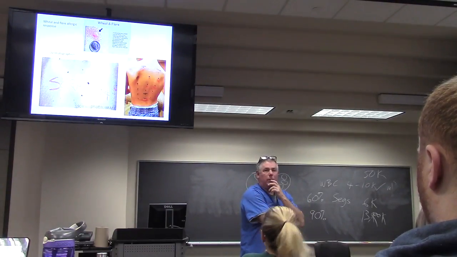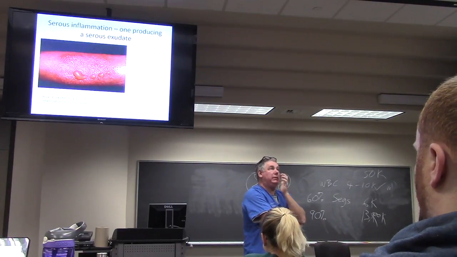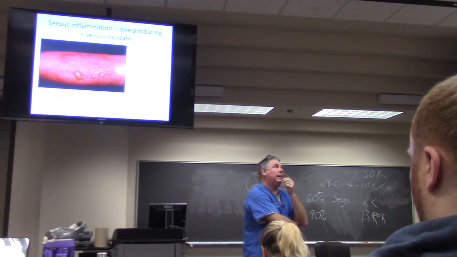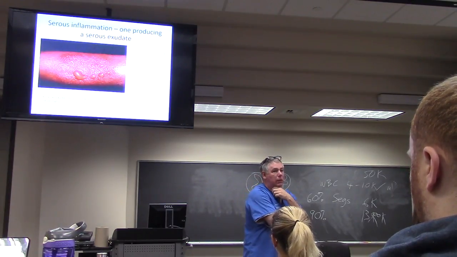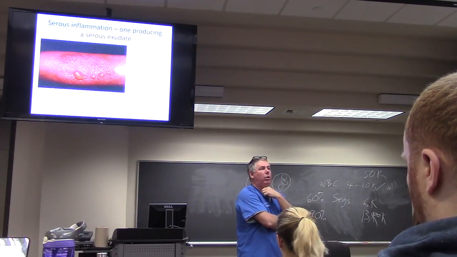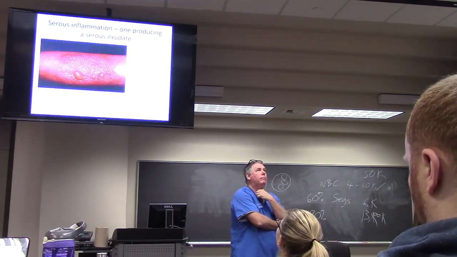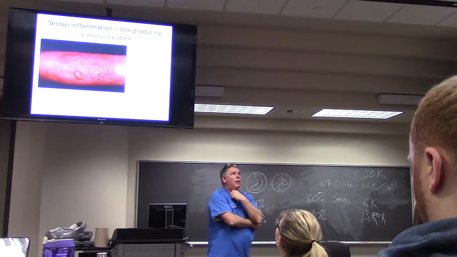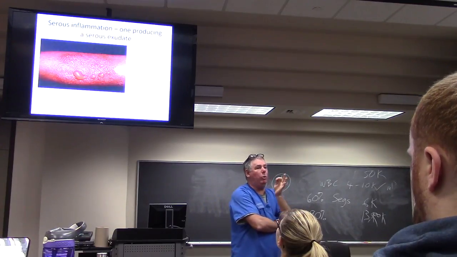So, serous inflammation is, as it says here, one producing a serous exudate. This is an example of a friction burn or a sunburn. You also see these types of things. It says includes effusions of joints.